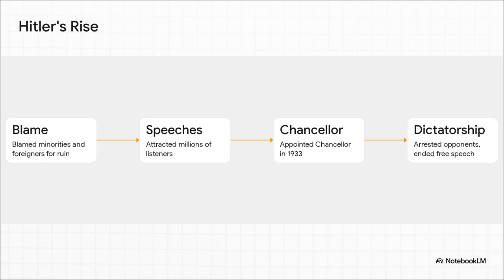This leads straight to step 3. He gets appointed Chancellor of Germany in 1933. Almost immediately, he starts systematically transforming the nation into a dictatorship. He's arresting opponents, completely ending free speech, and rapidly building up the military. His ultimate goal? A massive German empire.